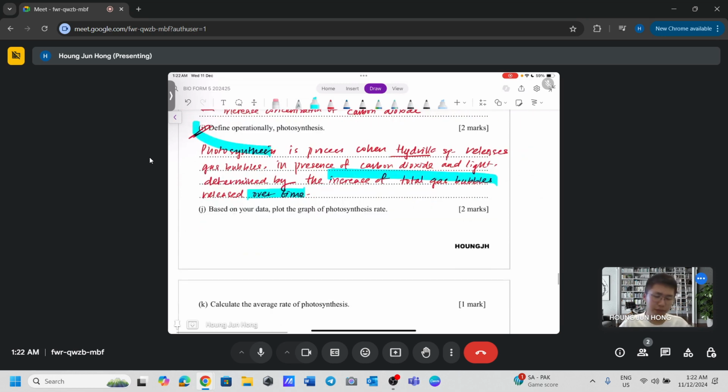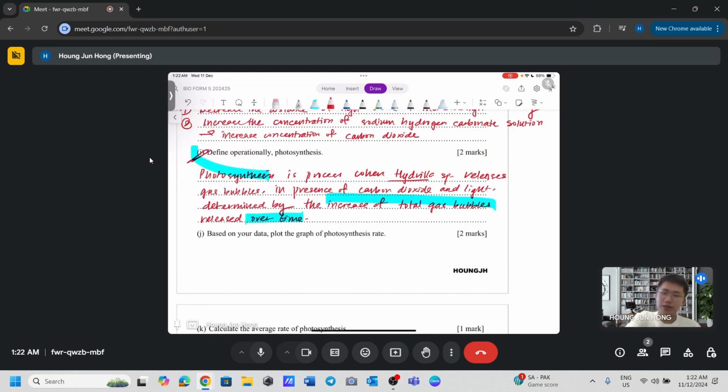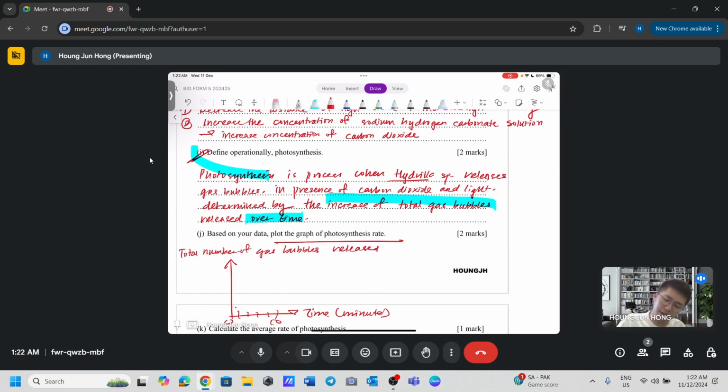Okay, cool, let's continue. Again, you can pause it by yourself. Don't want to take too much of your time. If you feel like it's enough, you just move on. Next, this one is very simple also. Essentially, you have a graph like this. Time in minutes, you go from 0 to 10. And then over here, you're going to have total number of gas bubbles released. So something like this.